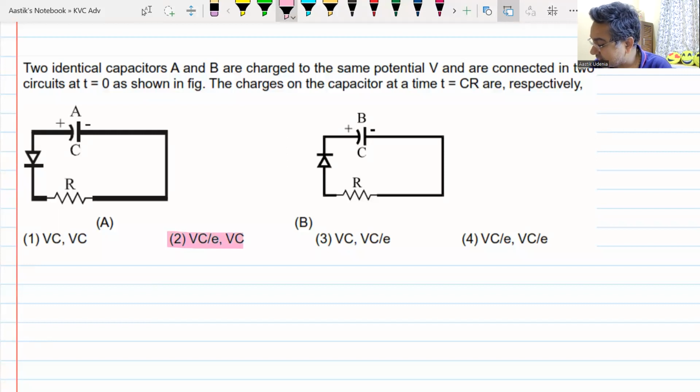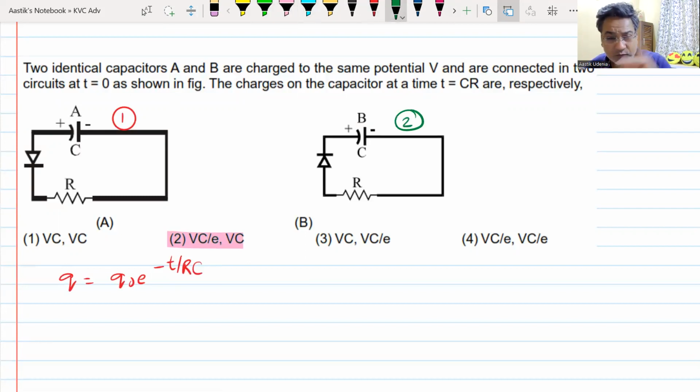Option 2 is the correct answer. In the first case, case number 1, it will behave as a switch, so both the capacitor plates would be connected. Q is equal to Q naught e to the power minus t by RC. The capacitor would get discharged.